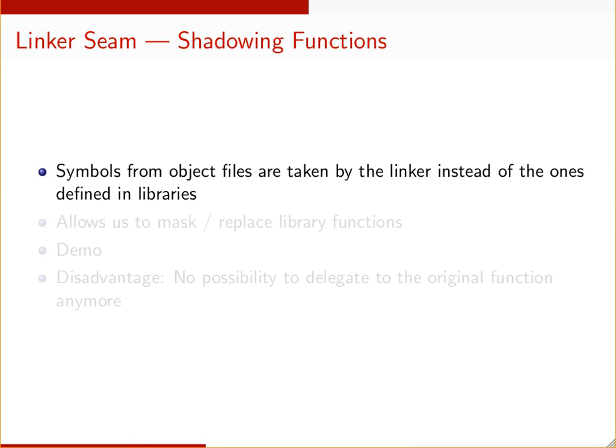We pass the object files first before the libraries, and then the symbols in the object files are preferred over the ones in the library. This allows us to mask or replace library functions. Let's have a look how this exactly works in Eclipse with Mockator.